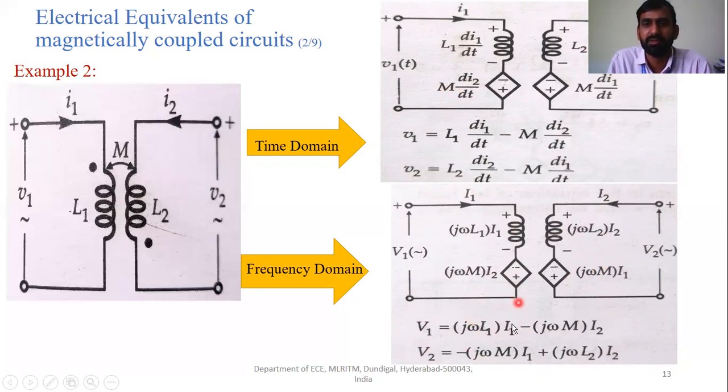V1 is equal to j omega L1 I1 plus, as mutual inductance is negative, minus j omega M I2, and V2 is equal to j omega L2 I2, as it is minus j omega M I1. Right? So let us move on to the next example.